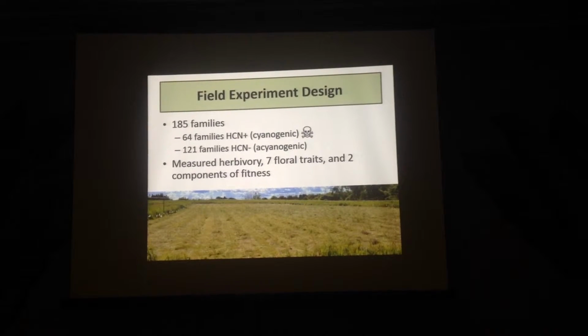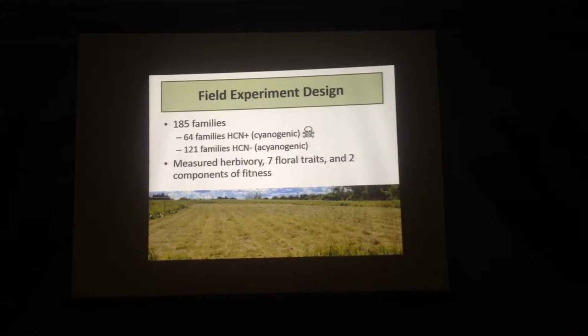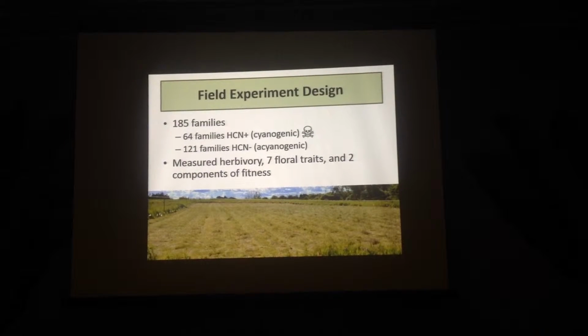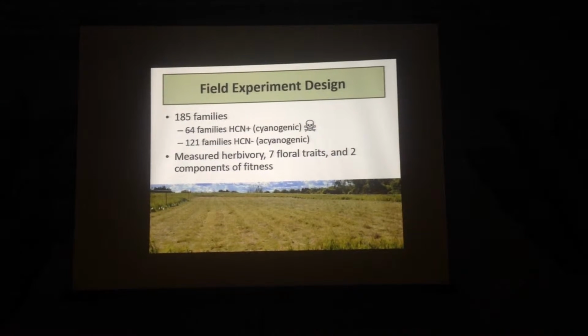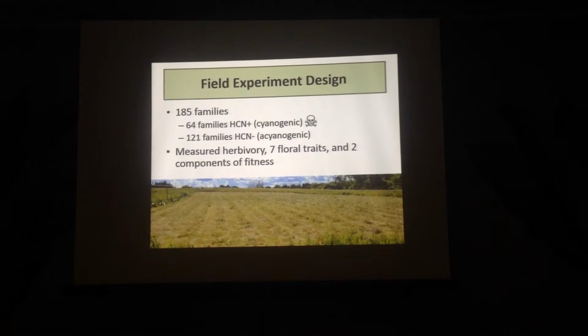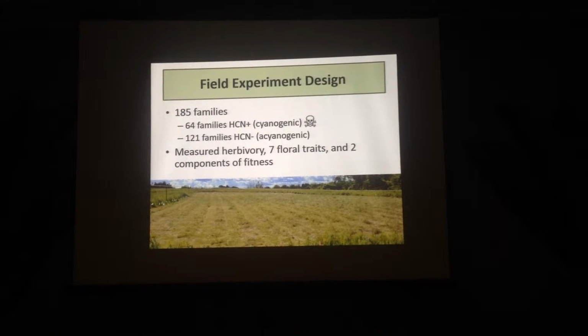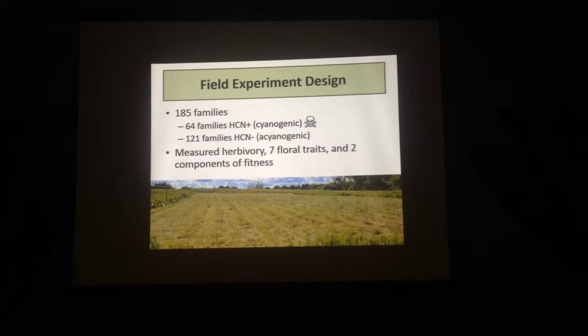Of those 185 families, 64 had cyanide, so are defended or cyanogenic, and 121 did not have cyanide and so were undefended. And these frequencies represent what we find in clover populations around this field site. I measured herbivory, 7 floral traits, and 2 components of fitness on all these plants.